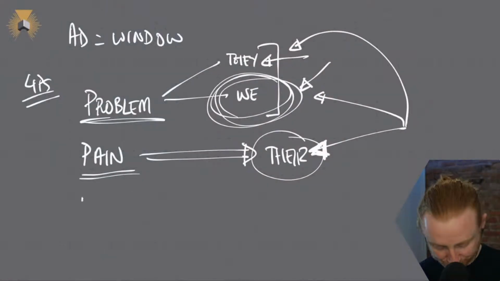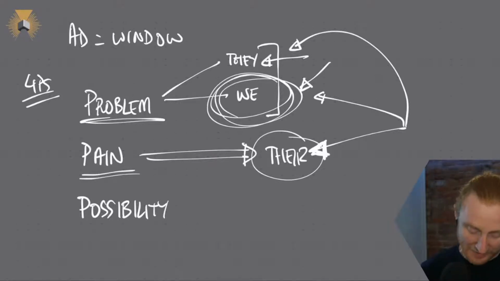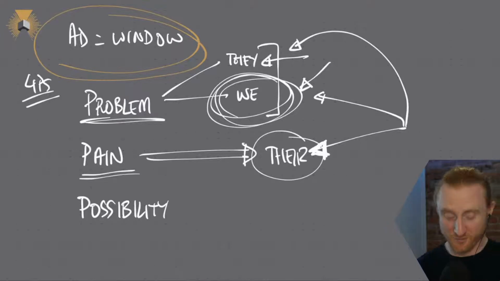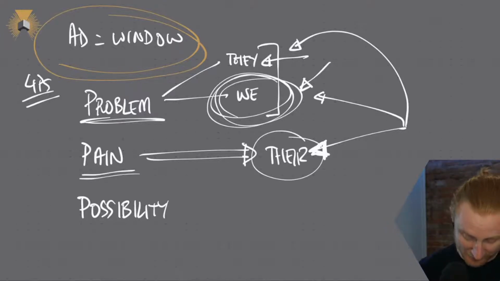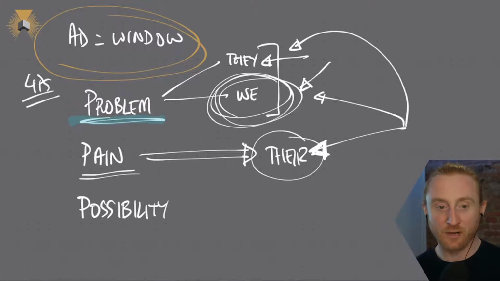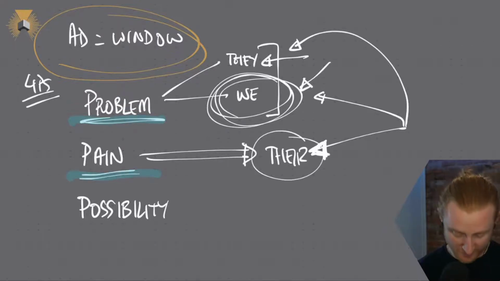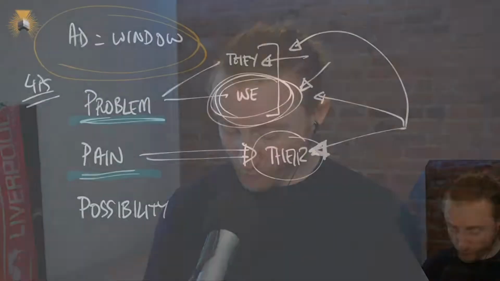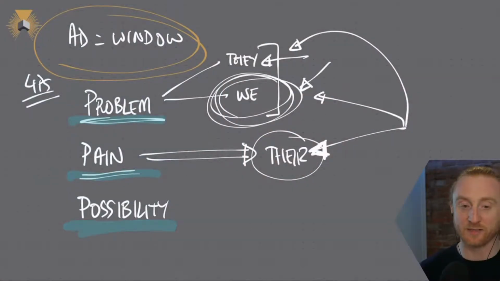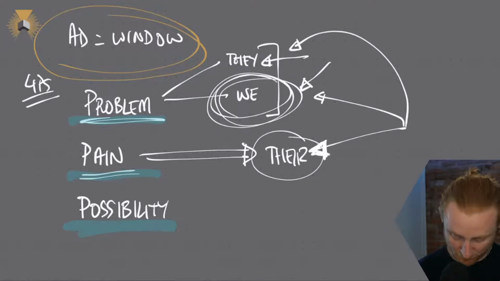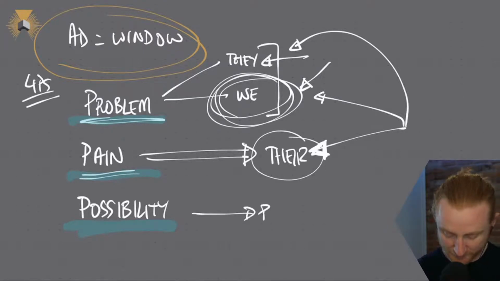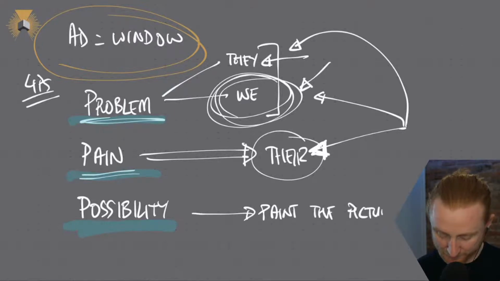The next P, the possibility. Going back to this idea, an ad is a window, and you want to say, hey, you are currently in this situation, and you are experiencing these problems. All of these problems are because you're doing things the wrong way. And if you do things a different way, this is what's possible. This is where you paint the picture of the outcomes that they are looking for.